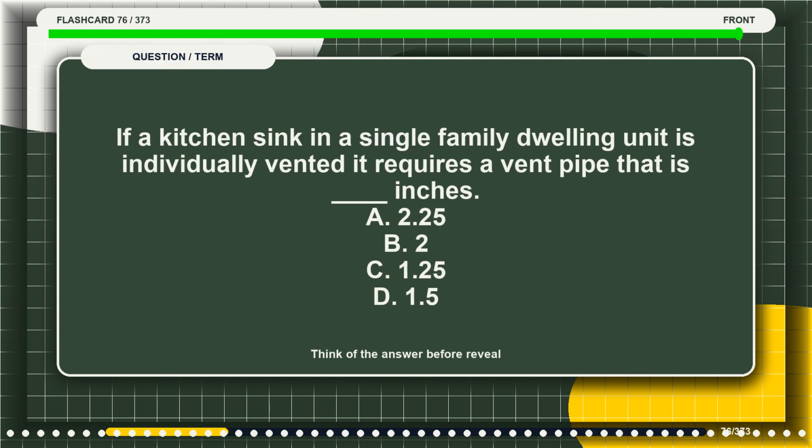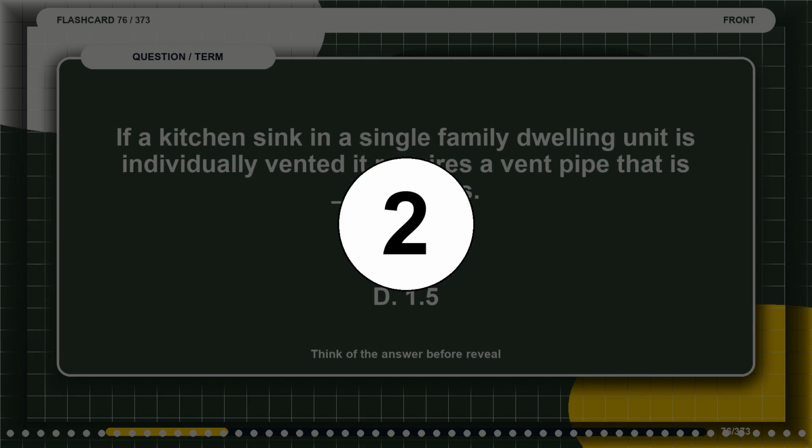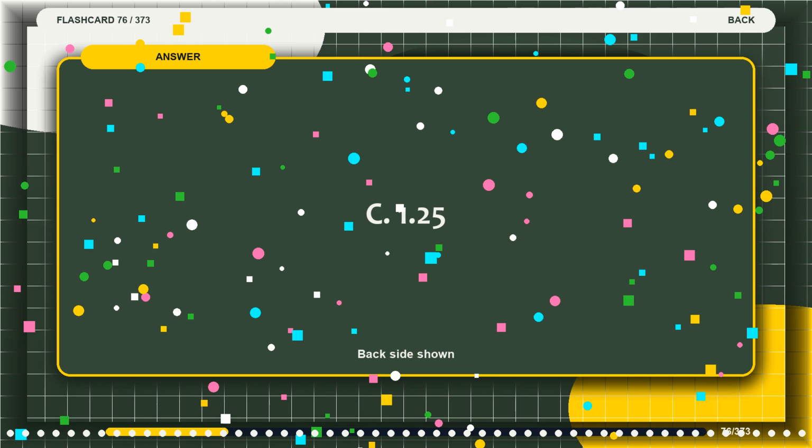Flashcard 76. If a kitchen sink in a single-family dwelling unit is individually vented, it requires a vent pipe that is blank inches. A. 2.25. B. 2. C. 1.25. D. 1.5. Think of the answer before the reveal. The answer is C. 1.25.